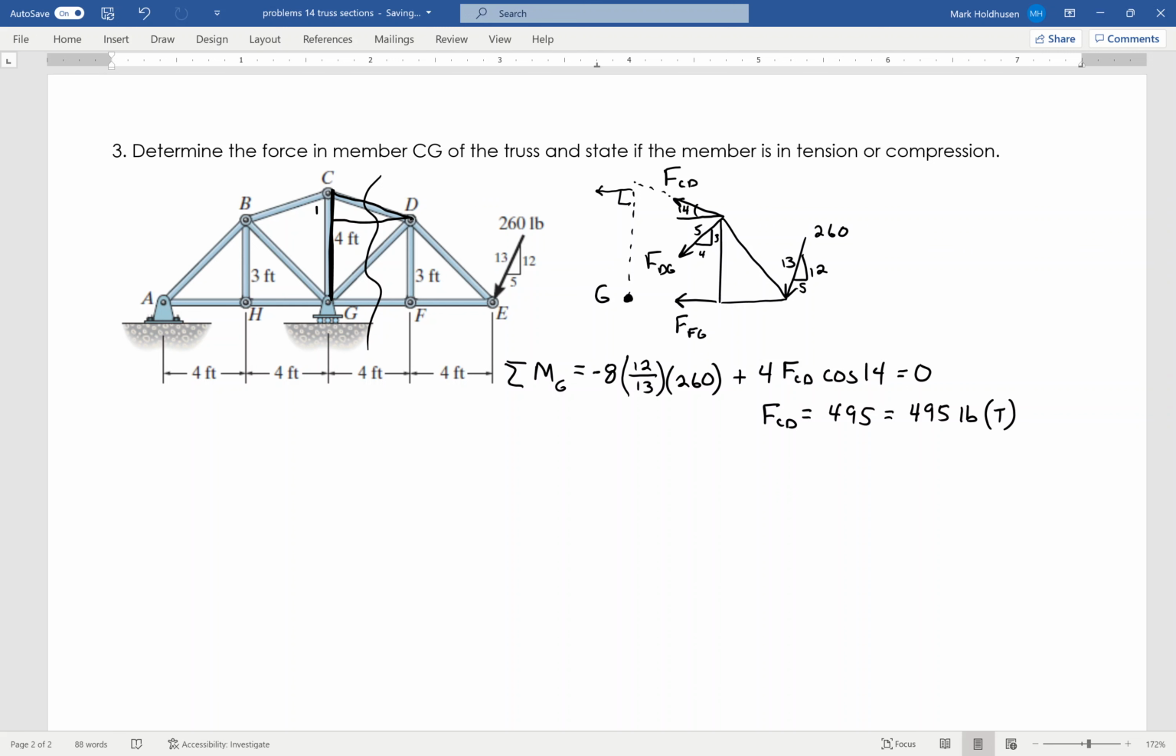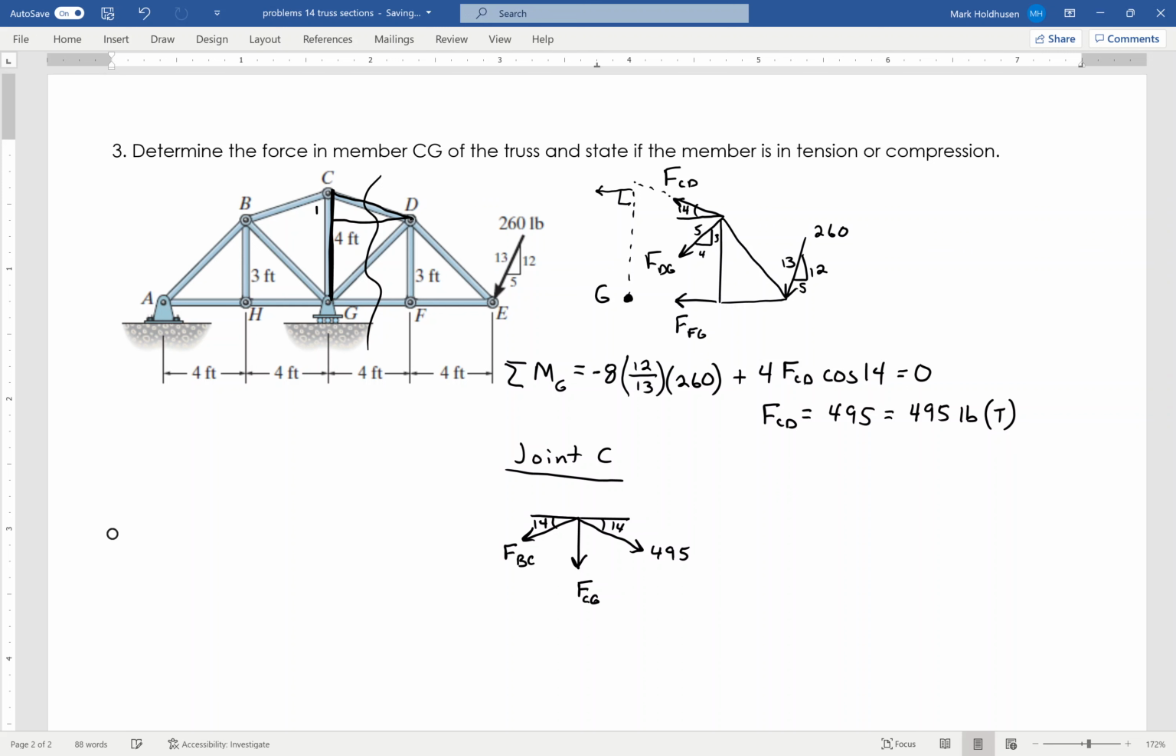So now I move to joint C, knowing member CD, and again, member CD is right here, and again, that's 495. In that direction, this is going to be 14 degrees again. I have FCG, this is what I'm looking for. And then I've got the other force over here, FBC. Now, symmetry tells me that's going to be the same answer.